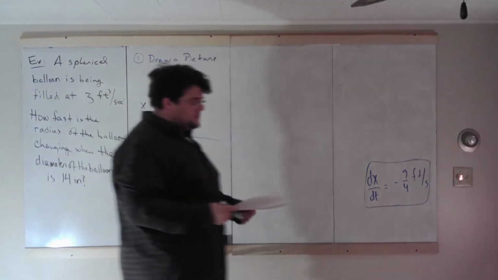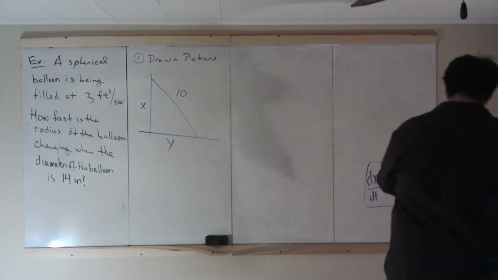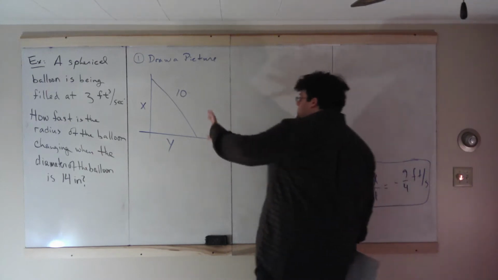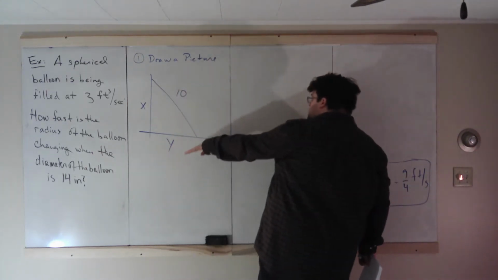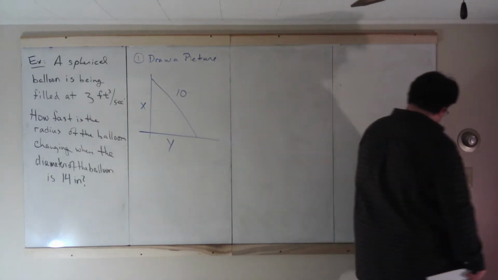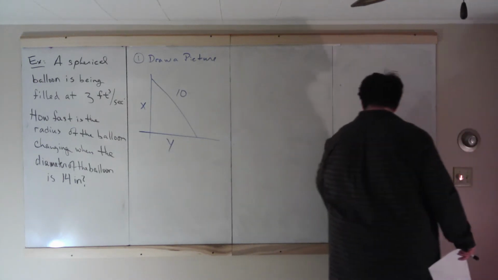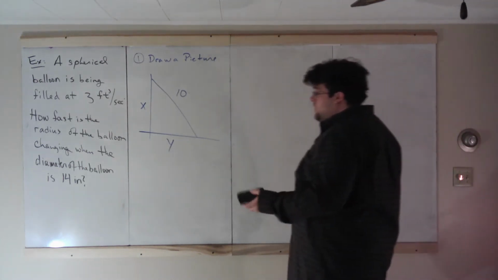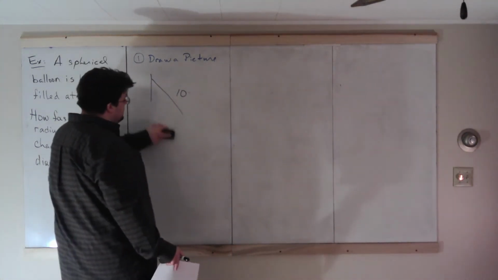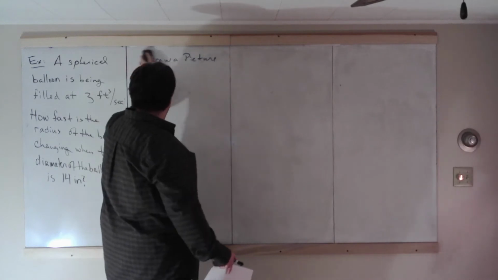So in that previous example, the negative answer is correct. Why does that make sense? Well, what's happening as time changes? This ladder is sliding down. X is getting smaller. So it does make sense. And in the question it said the bottom is moving at 3 feet per second. That also makes sense because Y was getting larger.